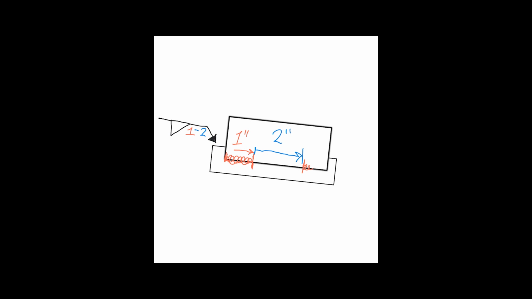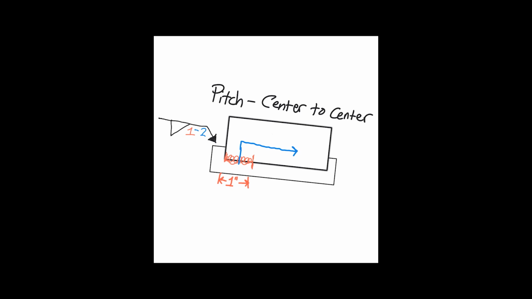Well, if we think back to what the element chart showed us, it said that pitch meant the spacing center to center. So what that means is we need to find the middle of our previous weld and then measure from there 2 inches out, and then draw an imaginary line down, and that's going to be the center of our next weld.